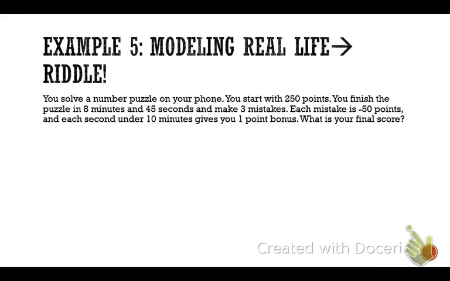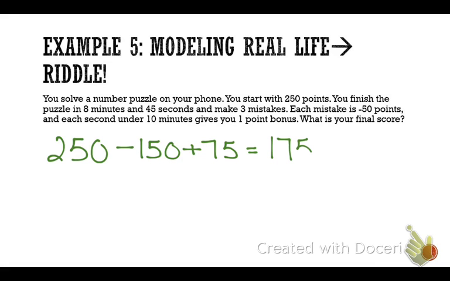So you start off with 250 points. And how many points did you lose because of your mistakes? 150 points. Okay? Now, here's what tripped you up. You finished in 8 minutes and 45 seconds, which is how much time under 10 minutes, Samuel? 75 seconds. So a lot of you probably said 115 seconds because it was 1 minute and 15 seconds. But remember, there are 60 seconds in a minute. So plus another 15 seconds, I would add 75 more points to make 175 points.